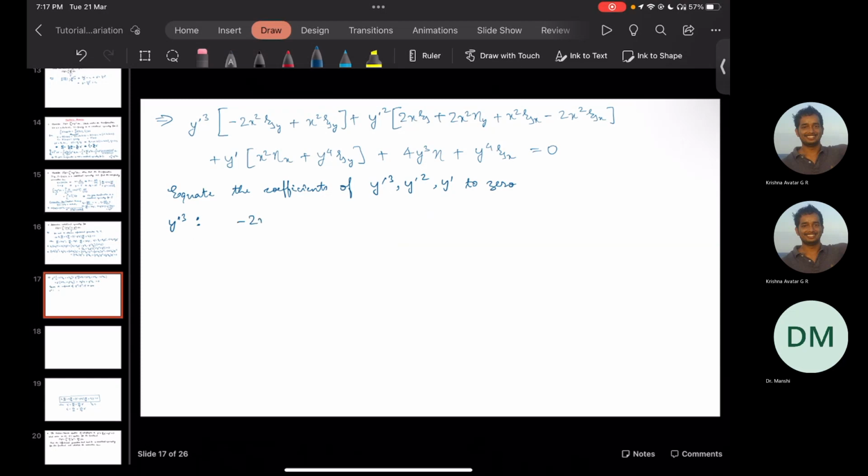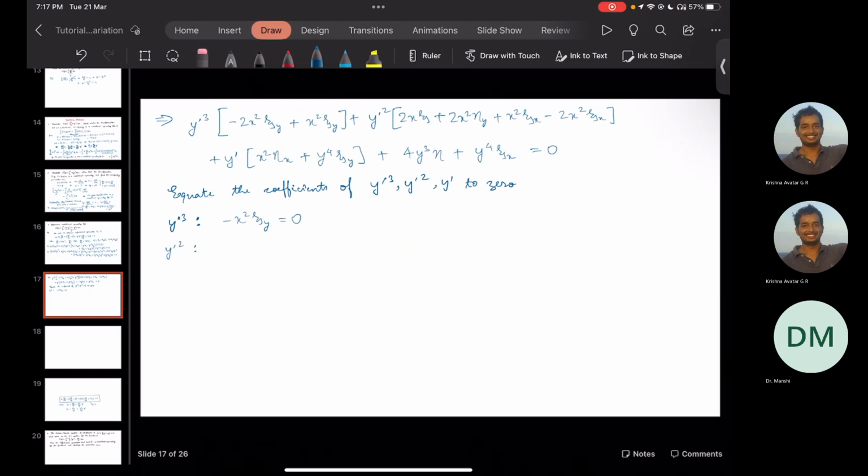So with this, we have 2 minus 2x squared y plus x squared. And what you clearly say is it's minus 2x squared xi y and plus x squared xi. So essentially, it is just minus x squared xi y is equal to 0.